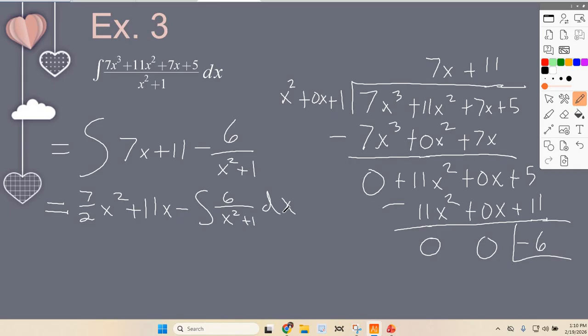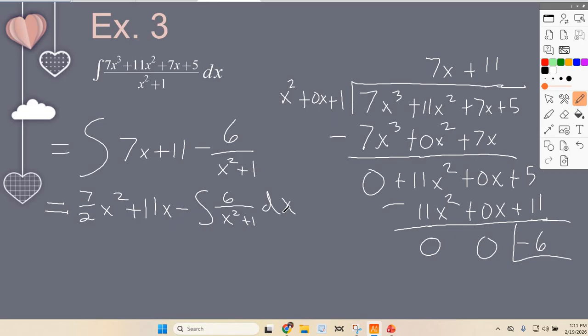Okay, so what do we want to do on this last one? What would I make my u? So what would our du be? 2x. The 2's not an issue, right? We can get around the 2. But do I have an extra x there? Nope. And I can't just manufacture an x.